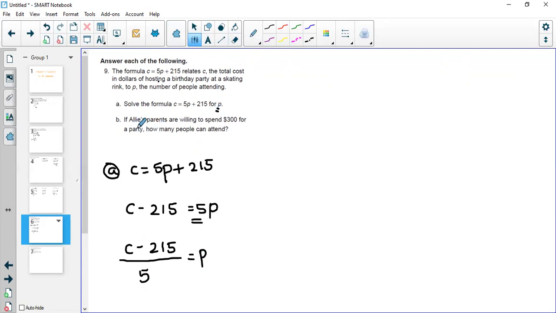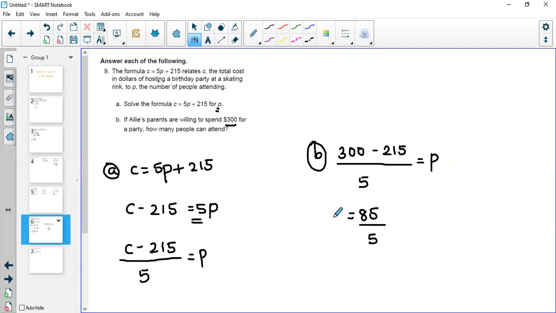That's the question. Now part B says, if Ali's parents are willing to spend $300 for a party, how many people can attend? So the total cost they want to spend is 300. So in place of C, we will write 300, because we have the formula already here. So we are just putting the value of C there. The value of C they gave in the question is 300. So 300 minus 215 divided by 5 will give us the number of people. That's P. So 300 minus 215 will give you 85 over 5 equals P.